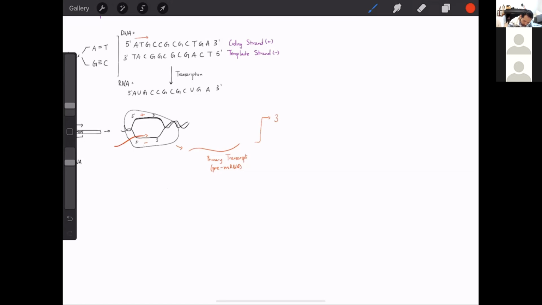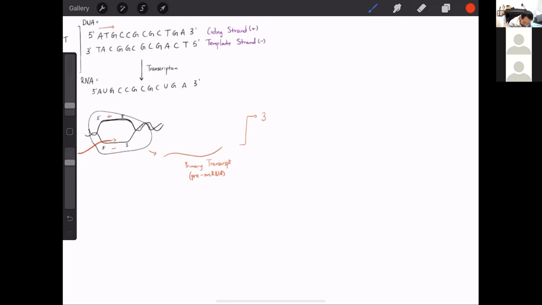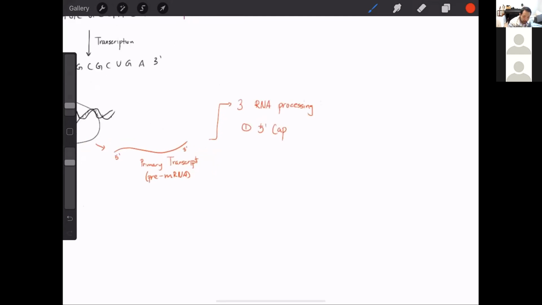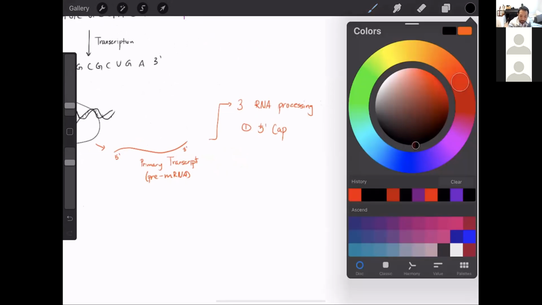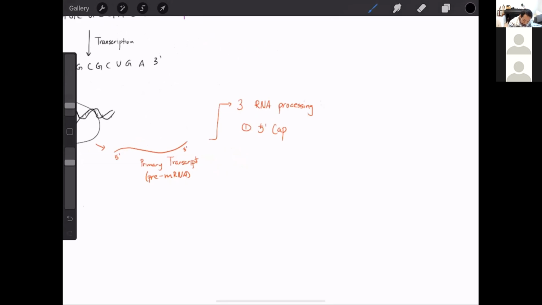Now, the first one here is going to be called the 5' cap. So imagining that this primary transcript is 5' to 3' right there, this 5' cap is going to add right here to the 5' end a methylated GTP cap, right? So this is called the methylated GTP cap. And the purpose of this cap is to protect this messenger RNA as it enters the cytoplasm.